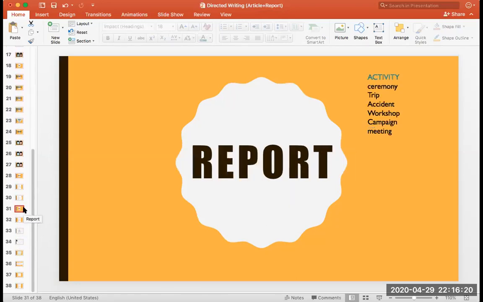First of all, we want to understand what is a report. The most basic way to understand it is when there's an accident, we want to report to the police. So we make a report at the police station. And then we have a ceremony like graduation or prize-giving day. When all of these have happened already and it's finished, then we want to write a report and give it to our teacher, our club teacher.